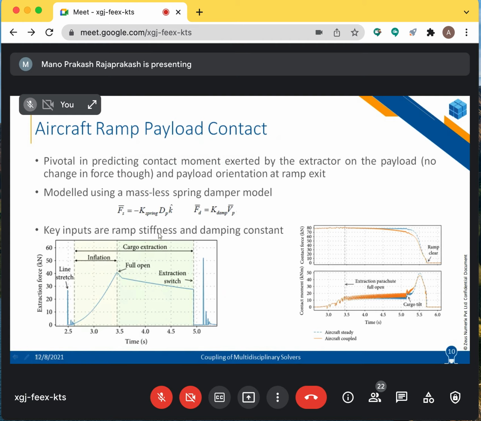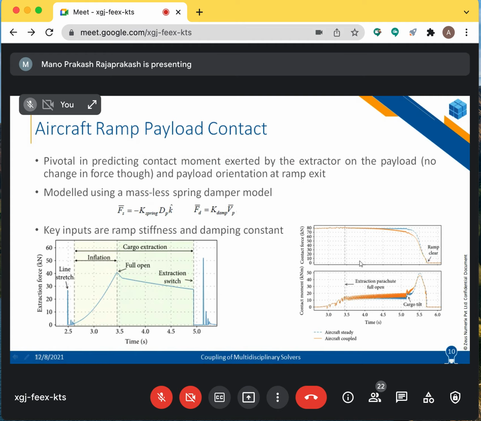As we see here, the key inputs for modeling this are the spring constant and the damping constant. There are standard practices by which we can get the stiffness and damping model. One is to build a multi-body dynamics simulation using commercial software like Adams, through which we can identify the stiffness and the damping constant for the aircraft ramp.